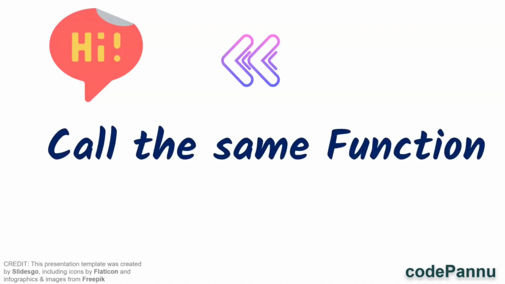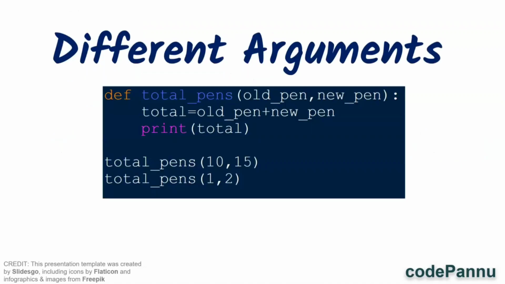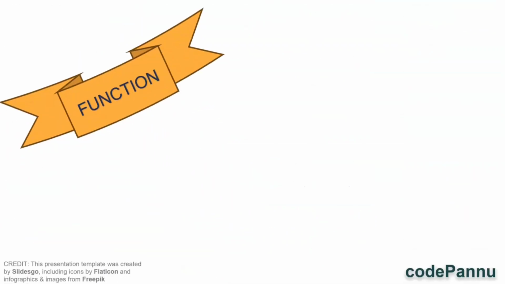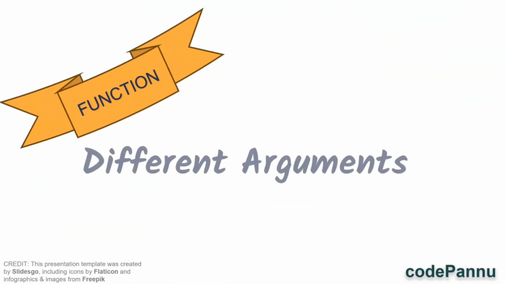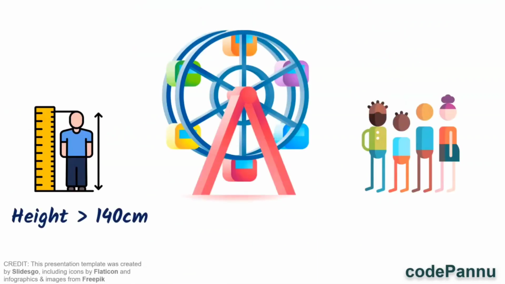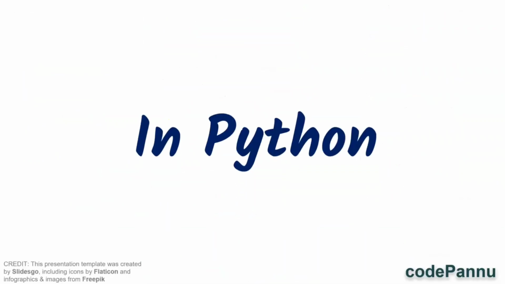Hi! In the previous video, we saw how to call the same function with different arguments, and we also called the function total_pens 2 times with different arguments and printed different outputs. Here, we are going to see one more example of how to call the same function with different arguments. Shall we? Okay. We are going to take the same example of checking the height to ride in a giant wheel, which we already saw in our previous videos. So, let us go to Python and take the same code.